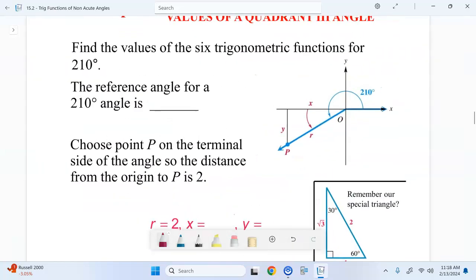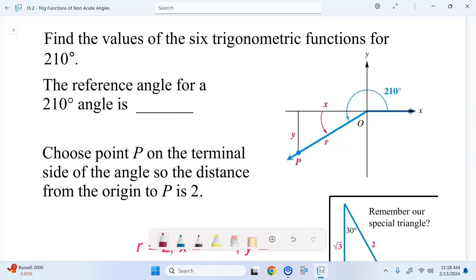So now we're going to use our reference angles. We want to find the values of the trigonometric functions for 210 degrees. We're going to use our special right triangles, but our special right triangles only have a 30 degree, a 60 degree, and a 45 degree. 210 is not in that list. That's where the reference angle comes in. Okay, so 210 degrees is in quadrant 3, past 180, before 270.